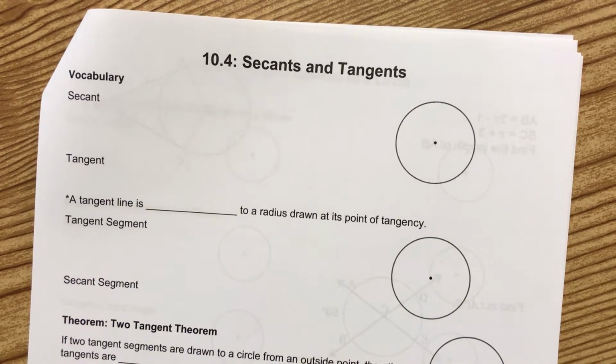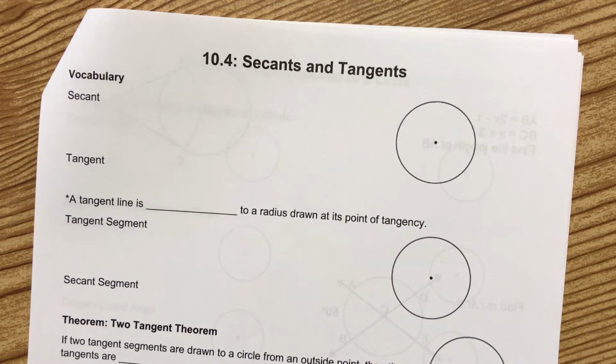Hello, ladies and gentlemen. We have a couple of really important new words to talk about today because we're going to do the section on secants and tangents. Secants and tangents are lines, and they're lines that go through a circle in particular ways.